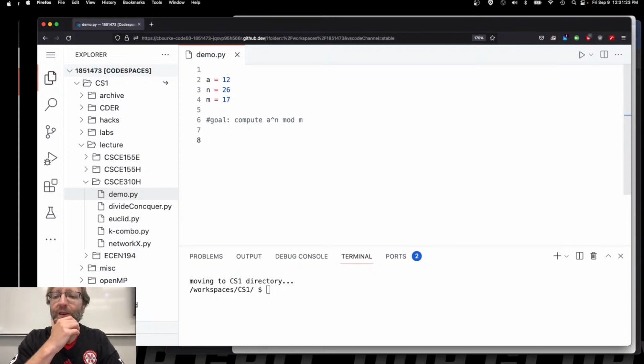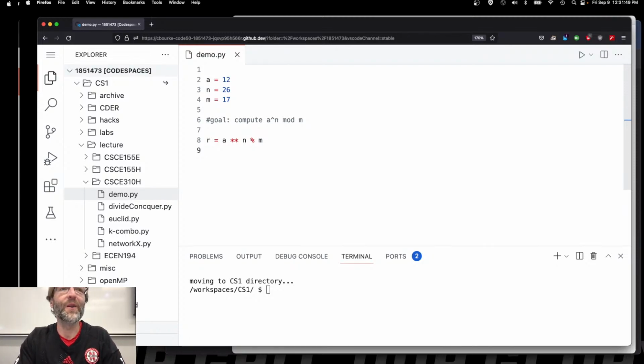So Pythoners, lots of Python experience here, help me out. A star star n mod. How do I do mod in Python? Same as any other language, m, right? And store that result there. I tested it right beforehand, and I was a little bit surprised. Let's find out.